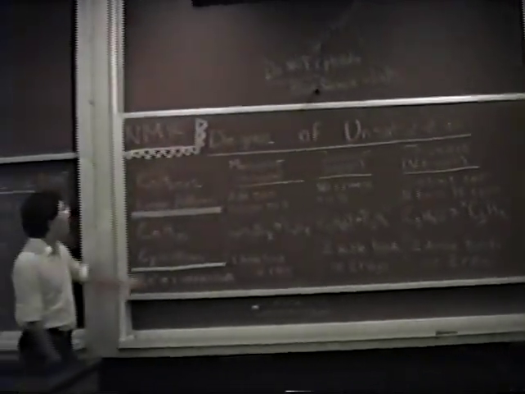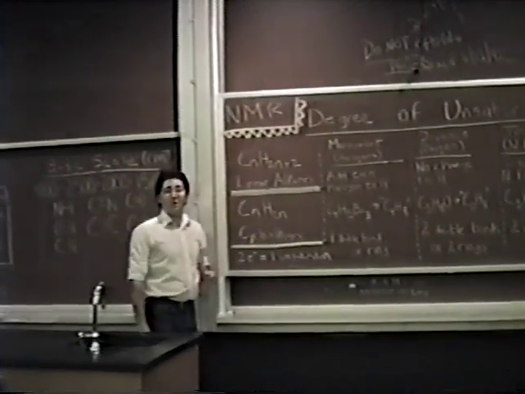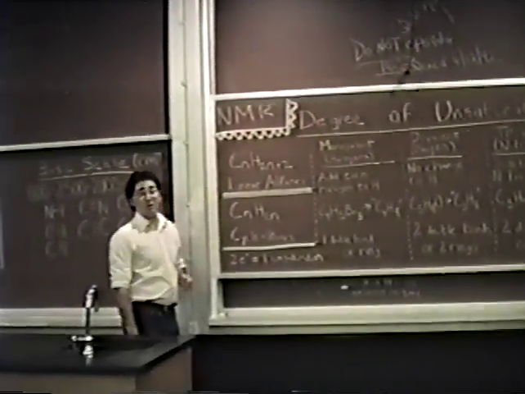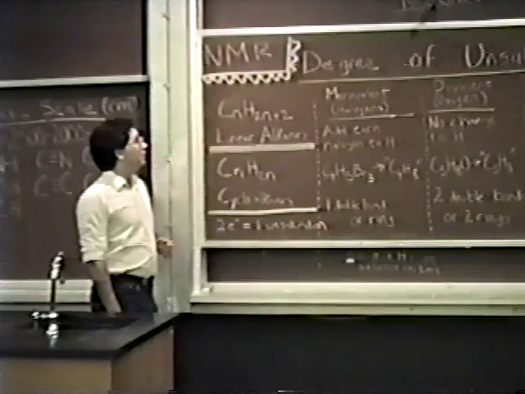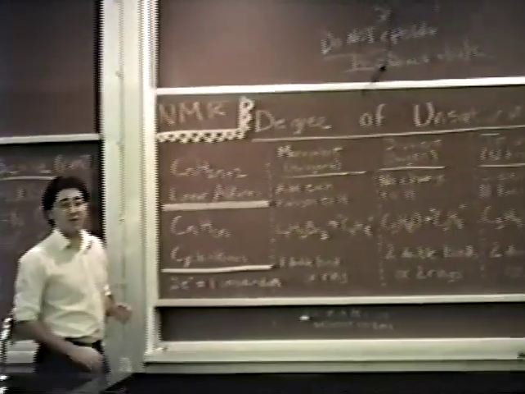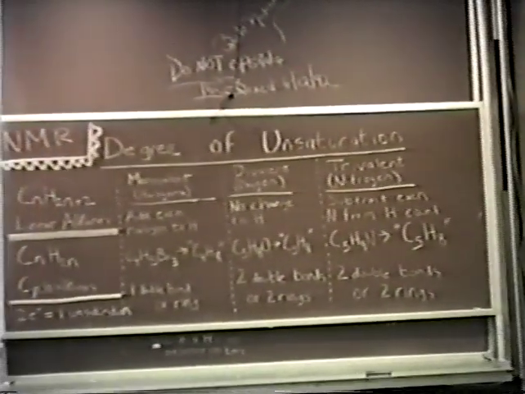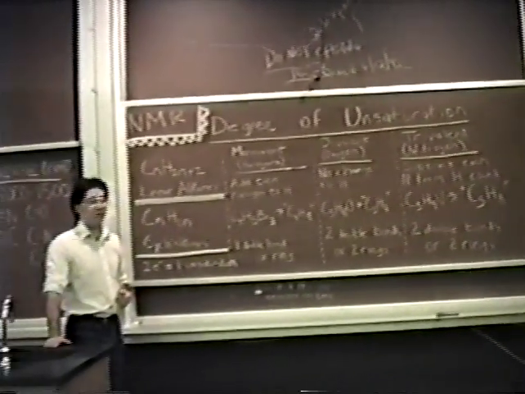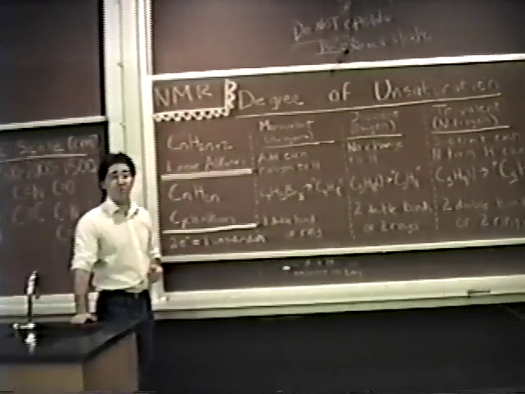Okay. The next section in this experiment that we're going to do this week covers NMR. And the first thing we need to do is to discuss the degrees of unsaturation. That's the amount of double bonding going on in your molecules. And that affects your NMR spectra.